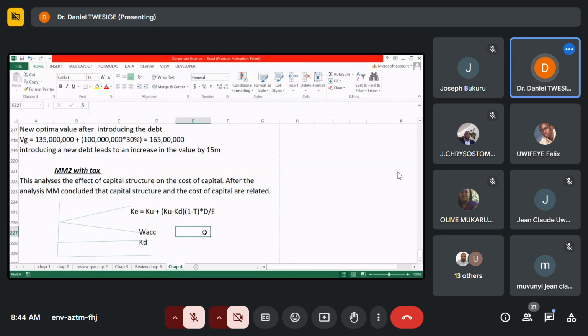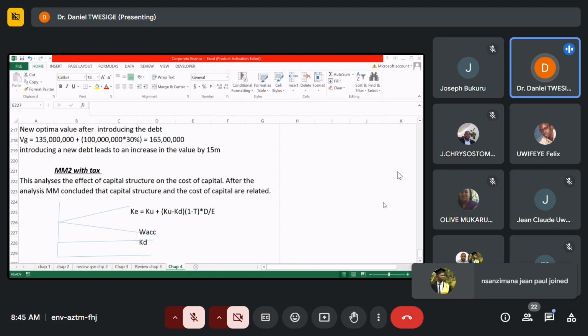So it means the investor is enjoying the benefit of using a cheap debt, which is KU minus KD, plus this benefit of tax. Because of this benefit of tax, it makes the overall cost of capital go down. So capital structure and the cost of capital are related. That is the conclusion from this.